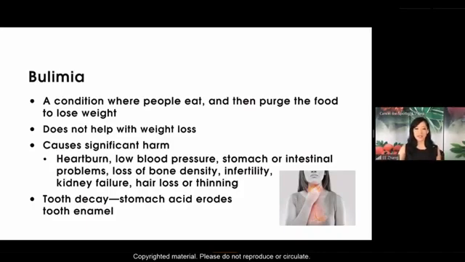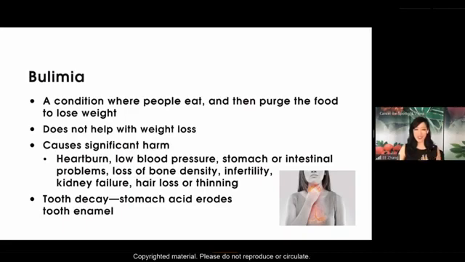Right? When I say binge and purge, it is when they binge, they eat a lot. They eat whatever they want, and then they feel terrible afterwards. They feel a lot of guilt, and then they purge all of that food. Now, the purge can be either vomiting it back up or taking a lot of laxatives to get rid of everything that they've eaten.